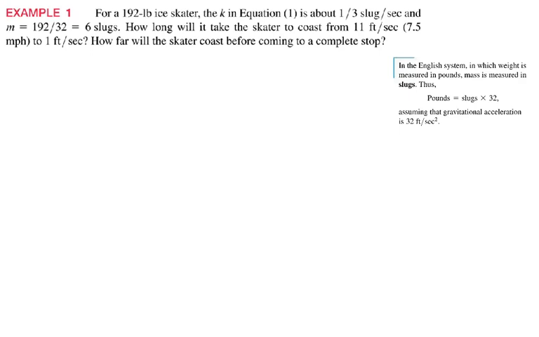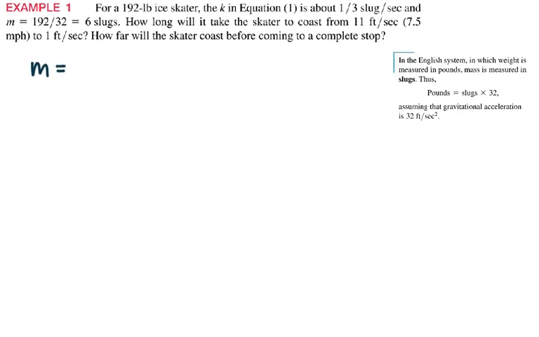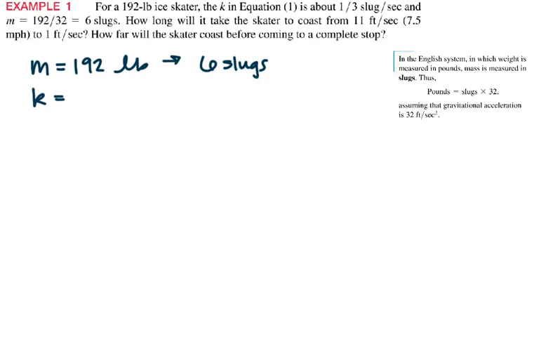So a couple things. We know our mass, 192 pounds. And when we convert that to slugs, we divide it by 32. So we've got 6 slugs. We're also given that k equals 1/3 slug per second. And I know we mentioned this in class before, but a slug is just a different measure of weight. So the first thing we're going to do is to set up the equation.